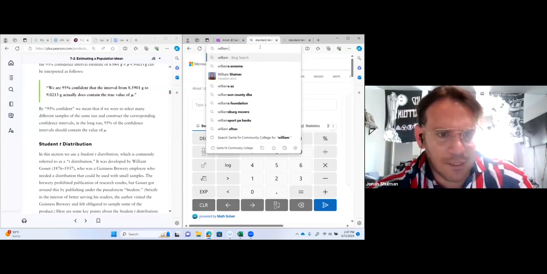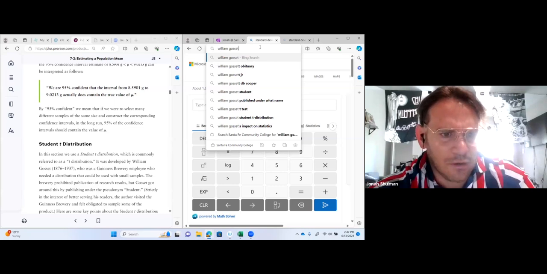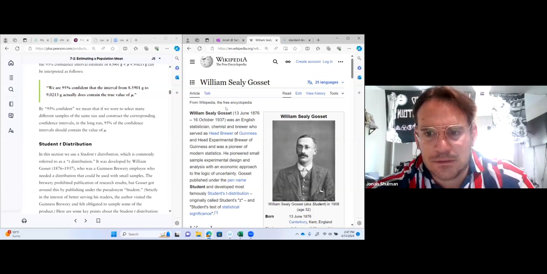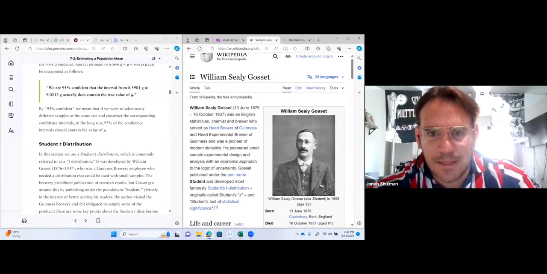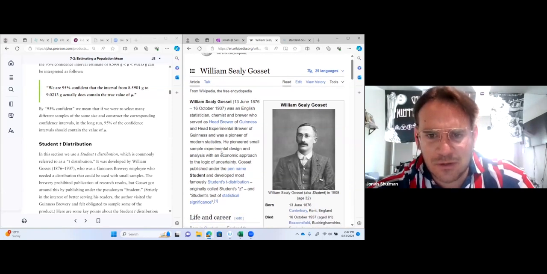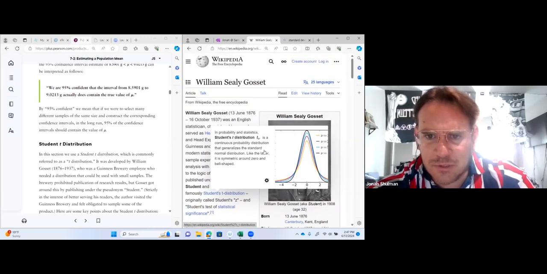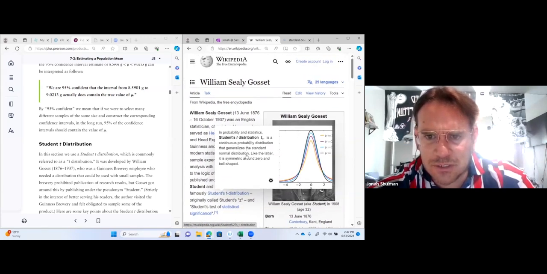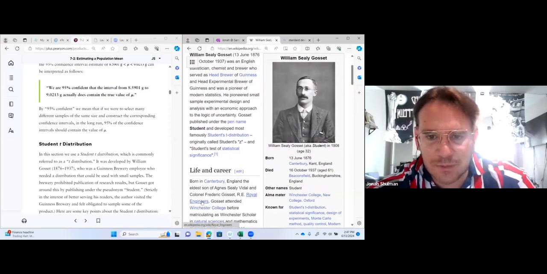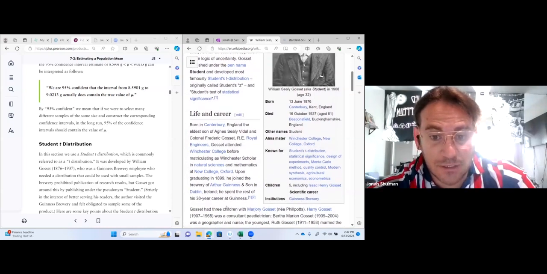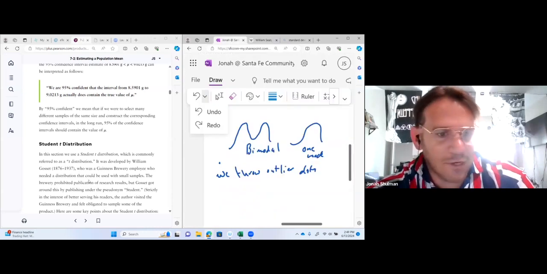Wow, we finally get to hear about the person who makes it. That makes me so happy. Let's check out our boy, Bill Gossett. There he is. Gotta love the mustache. He was the head brewer of Guinness. He also came up with the student's t-distribution, originally called the student z-test. It's a continuous probability distribution that generalizes the standard normal distribution. It's symmetric around 0. I love it. If you want to read more about this guy from the 1800s, who spent the rest of his 38-year career making beer, I'm a fan already.